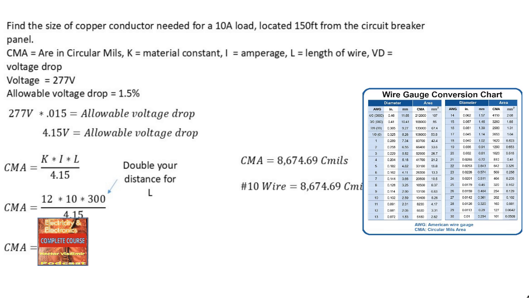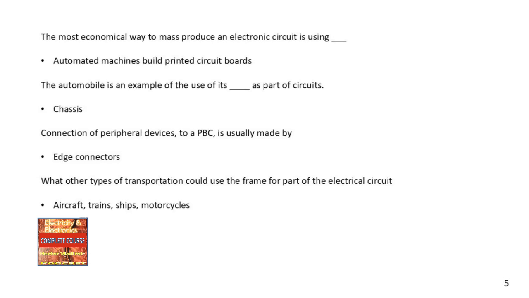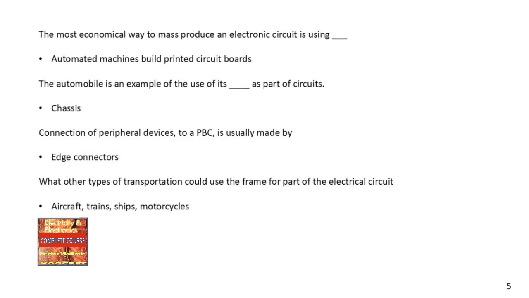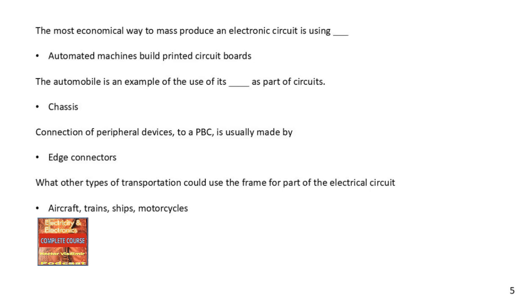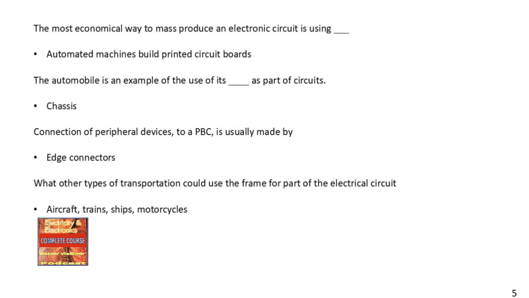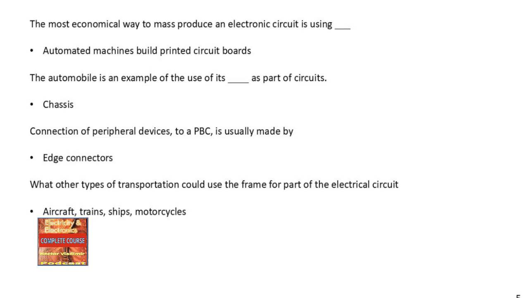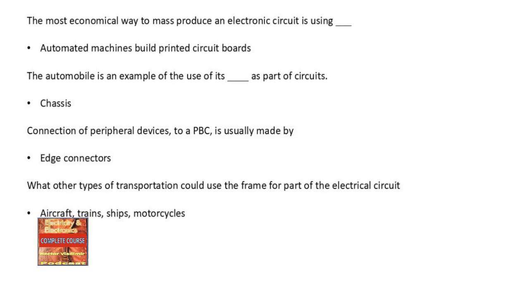The most economical way to mass produce an electronic circuit is using what type of method? Using automated machines, building printed circuit boards. An automobile is an example of the use of its blank as a part of its circuit. A chassis is part of the automobile's electrical circuit. Connection of peripheral devices to a PCB, that is a printed circuit board, is usually made by what? And that is edge connectors.